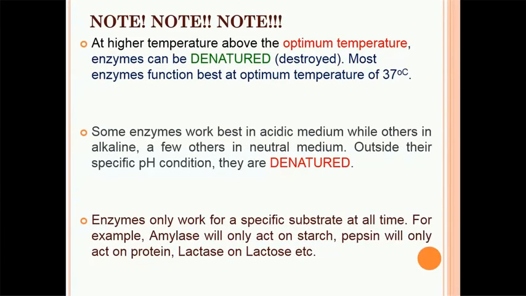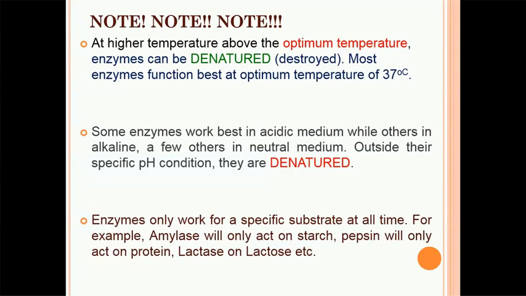Note. Very important that you take note of these 3 points. Number 1, at a temperature higher than the optimum temperature, enzymes can be denatured or destroyed. Optimum temperature is a specific temperature for an enzyme to function properly. Any temperature that is higher than that, the enzymes will be destroyed or denatured. Most enzymes function best at an optimum temperature of 37 degrees Celsius. I didn't say all enzymes, I said most enzymes.